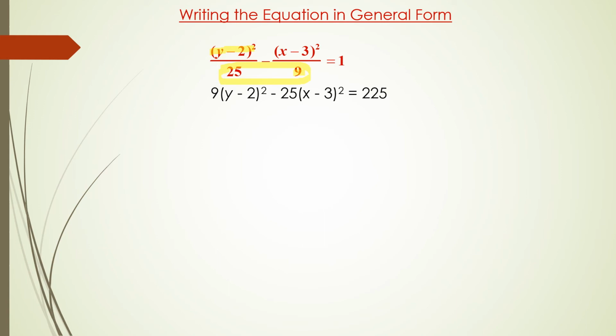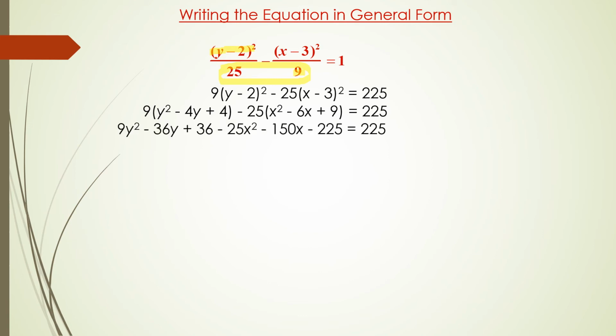So that goes to the constant, no longer 1. Next, you have to simplify by expanding: y squared minus 4y plus 4 and x squared minus 6x plus 9 equals 225. Then distribute 9 to this term, which results in 9y squared minus 36y plus 36. Of course, distribute 25 to x squared minus 6x plus 9. So that is the result.